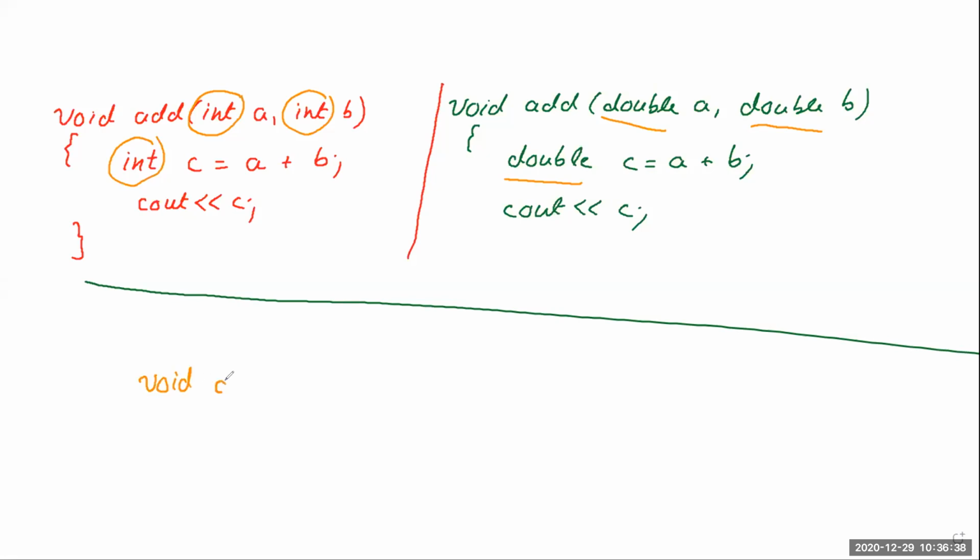So we have void add, and this was a different part, so I'm just leaving it blank, a and b, right? Then we say c is a plus b.